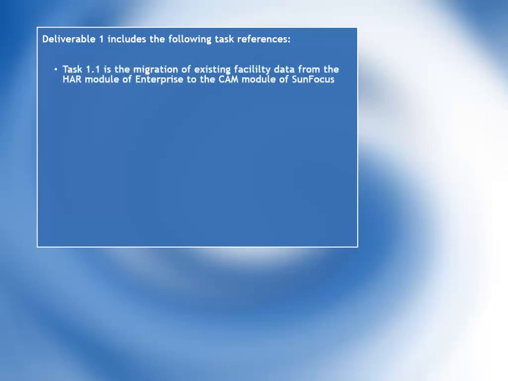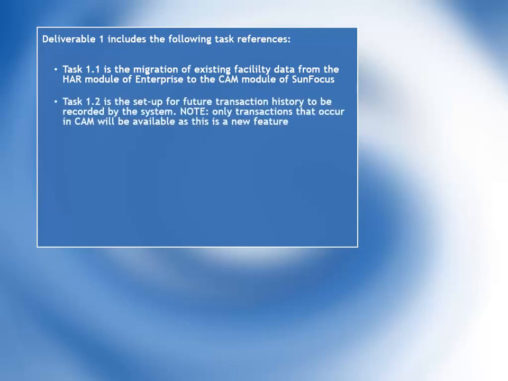Task 1.1 is migrating the existing facility data from HAR to the CAM database. Task 1.2 is the setup for future transaction history. Please note that the transaction history is a new feature and will begin when CAM is in production.